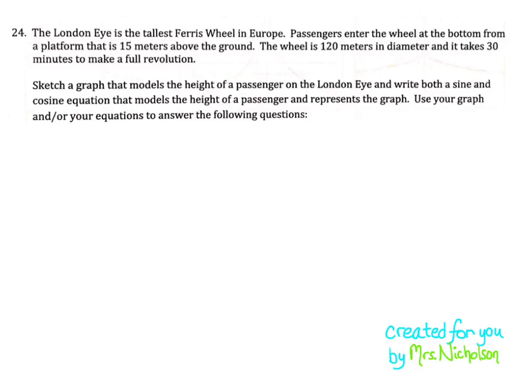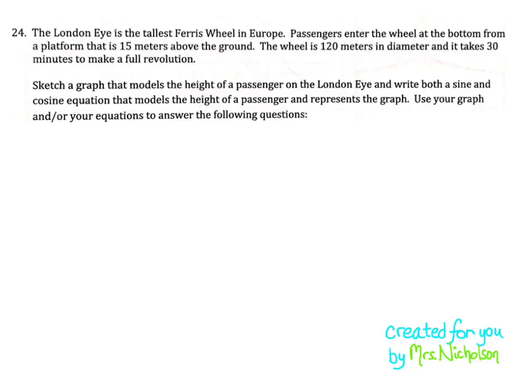All right, here we have a real-world problem that can be modeled by a periodic function. The London Eye is the tallest Ferris wheel in Europe. Passengers enter the wheel at the bottom from a platform that's 15 meters above the ground. The wheel is 120 meters in diameter. It takes 30 minutes to make a full revolution. And the first thing that you're being asked to do here is to sketch a graph that models the height of the passenger on the Ferris wheel and write two equations, a sine equation and a cosine equation for that graph.